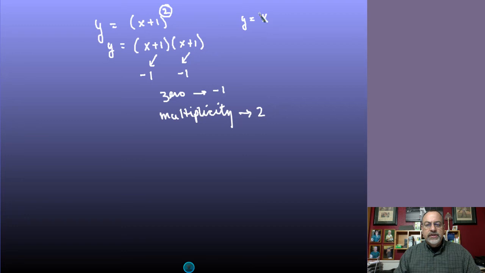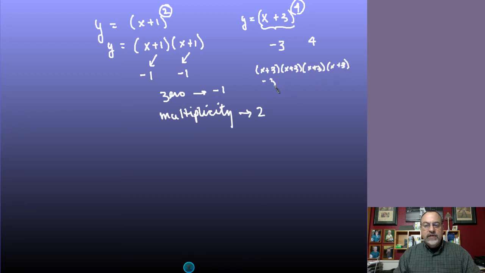So let's say I had a polynomial x plus 3 to the 4th. All right, well, what makes this 0? The number negative 3. And what is the multiplicity of negative 3? Well, its multiplicity is 4 because negative 3 is actually used 4 times. Because if you think about this again, this is x plus 3 times x plus 3 times x plus 3 times x plus 3, and if we found negative 3, negative 3, negative 3, negative 3, you see negative 3 is used 4 times. So multiplicity is simply how many times a value is used as a 0, and again, the multiplicity matches the exponent of the factor that makes it 0.